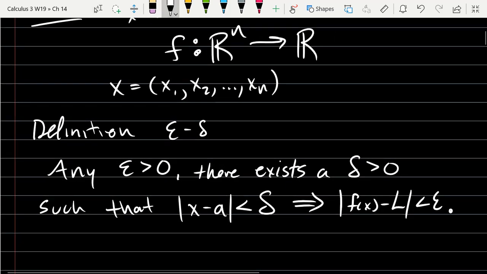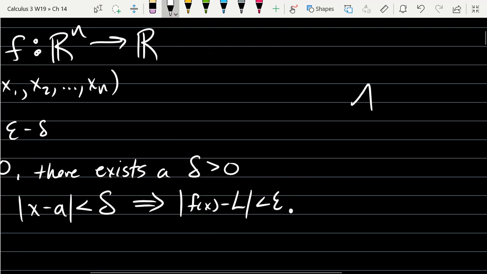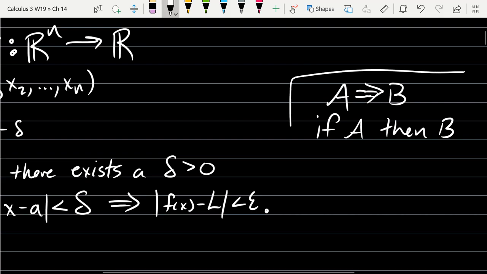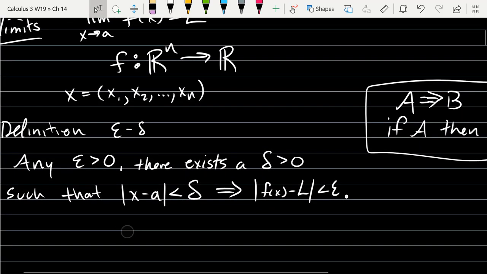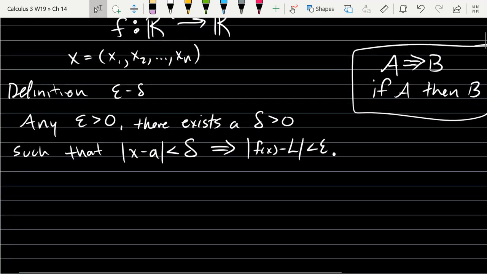So that's the definition. This double arrow that I just wrote down, if you forgot about that, I'll write what it means. A double arrow B means if A, then B. It's an if-then statement. So if A is true, then B has to be true. That was just notation for logic. So it says if x minus a is less than delta, then f of x minus L is less than epsilon. All right, so let's think about what we're actually looking at here.